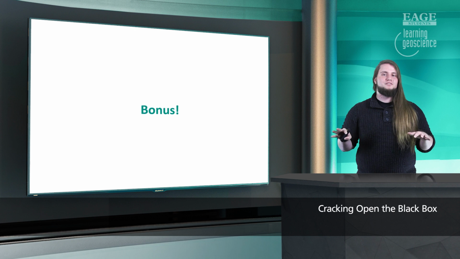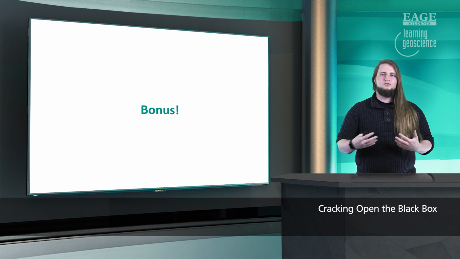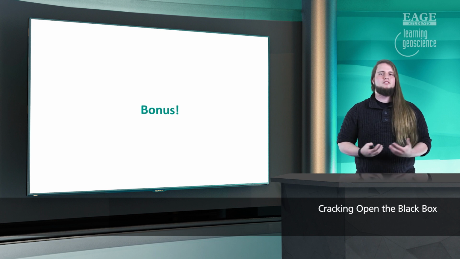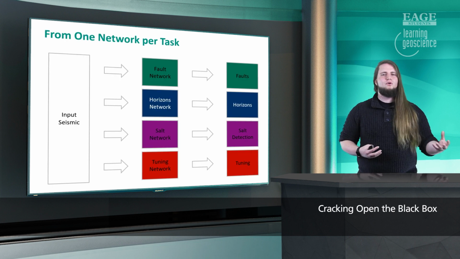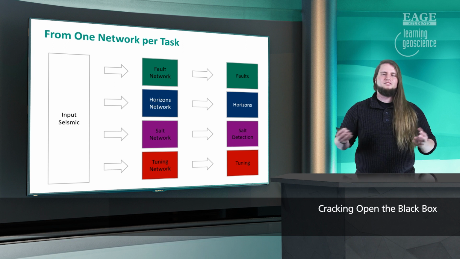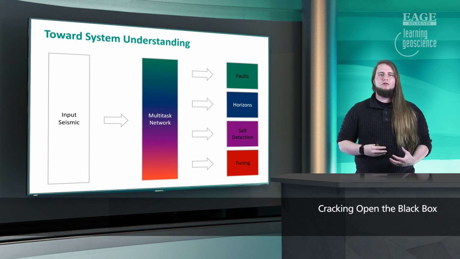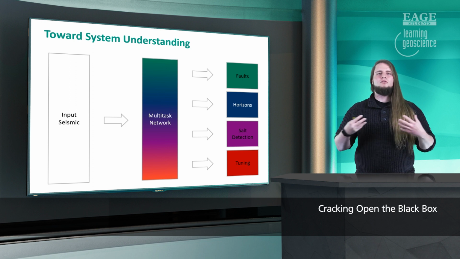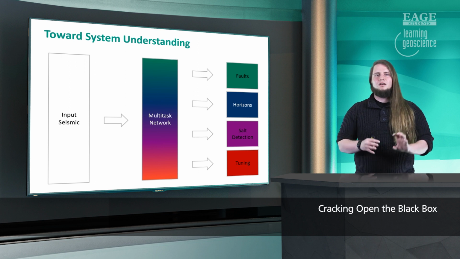There's a bonus, and we're almost done here, because something that I see that should happen will happen soon. And if you're watching this far enough in the future, this will be old hat for you. Right now, we're taking our input seismic, and we have a fault network to interpret faults. We have a horizon network to interpret horizons. You see how it's going. What if we build a multitasking network that can then plug into our faults, plug into our horizons, and go towards system understanding instead of just building one model, because in the end, one model really isn't enough.